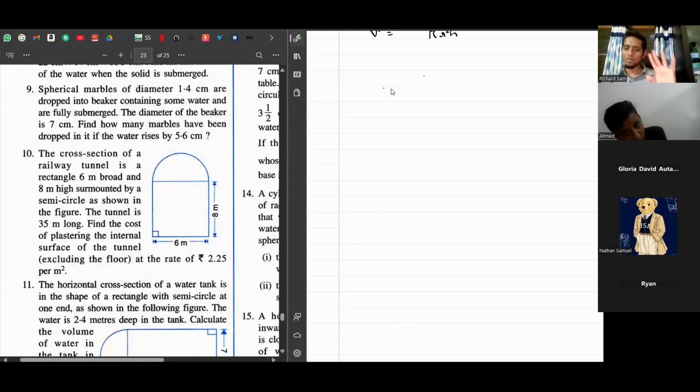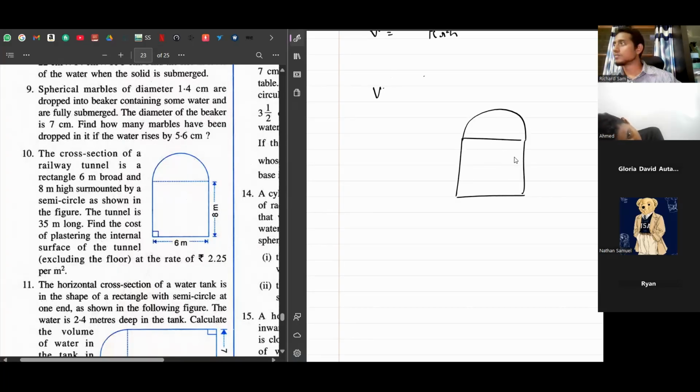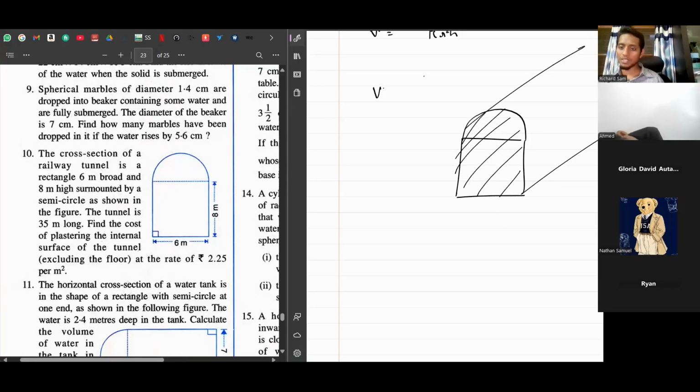Look, two formulas are there. One is volume, which I said over here. The question is to find the cost of plastering the internal surface, so they have not asked to find the volume. But if they asked you to find the volume, how would you find the volume of the tunnel? You'll find this whole thing's area, and then multiply it with the length. It's like a bread loaf. Okay, so you find the area of the cross section and multiply it with 35, you'll get the volume.